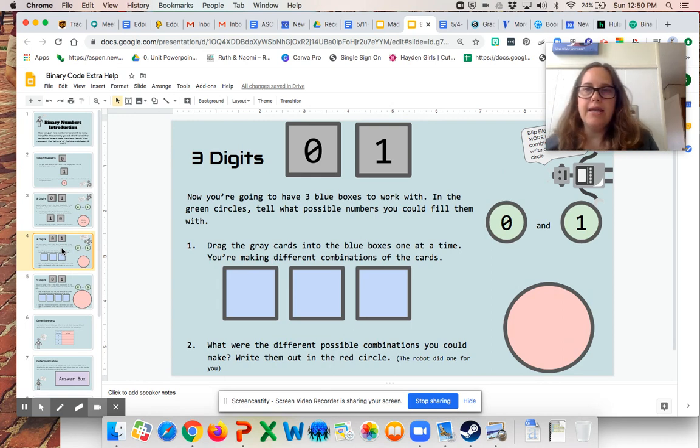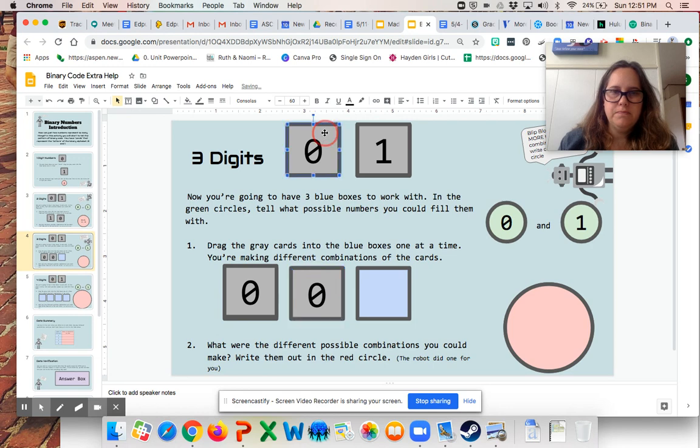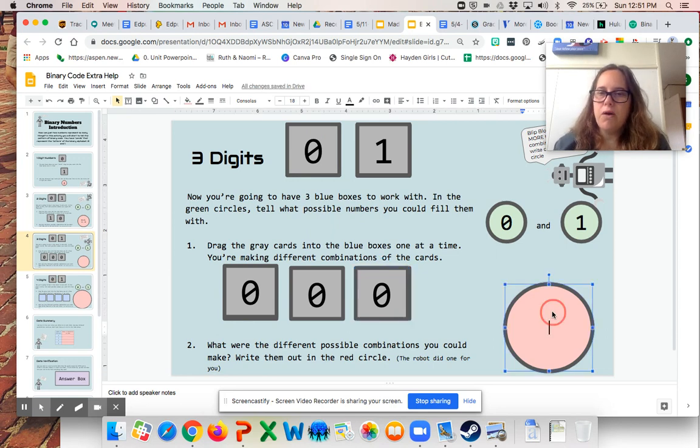So once again, as you know, you only can have zeros and ones, but now we have three digits. So we can use our cards again to drag them down. And I can say, I'm going to use all zeros. So that's one combination. And you're going to notice that I've stacked a lot of zeros and a lot of ones, so you have plenty to work with. So our first combination here is 0, 0, 0.